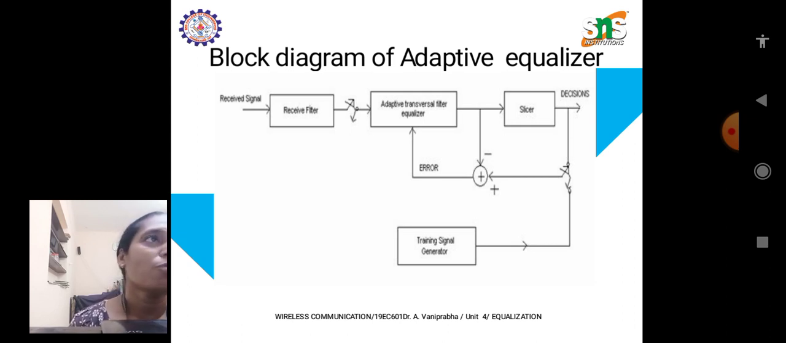This is the block diagram of an adaptive equalizer. The equalizer is always placed at the receiver end, because we know the noise gets added during the path of transmission. Obviously, it has to be removed or filtered only at the receiver end. So to accomplish the process, the equalizer has been placed at the receiver end. The block diagram simply reflects the received signal, which has been received by the receiver filter. Then this is the adaptive transversal equalizer, from where the additive noise can be removed, and finally the signal is taken to the next stage.